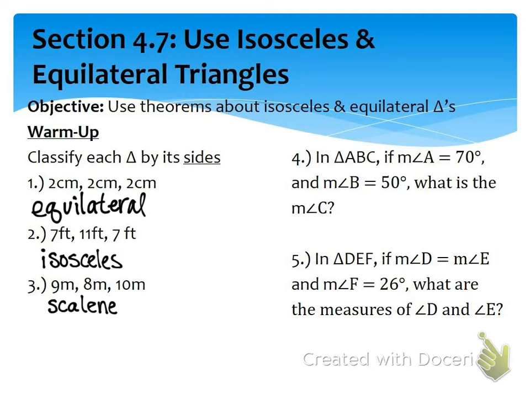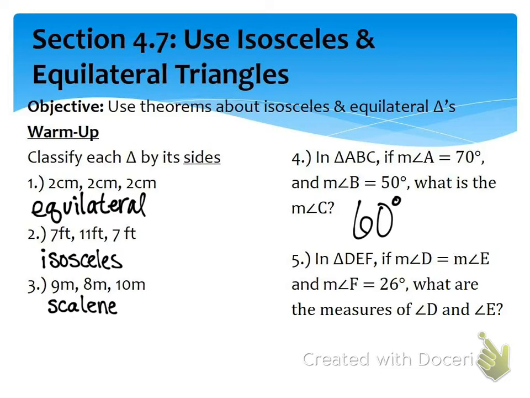All right, number 4. In triangle ABC, if the measure of angle A is 70 degrees, measure of angle B is 50 degrees, what's the measure of angle C? 60 degrees. How did we come up with that? Good. All 3 angles should add up to 180 inside of a triangle. So if you add up the 2 that you already know and subtract that from 180, that gives you what the last one should be.